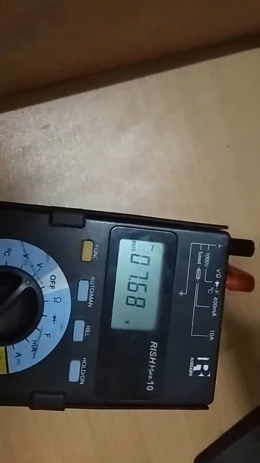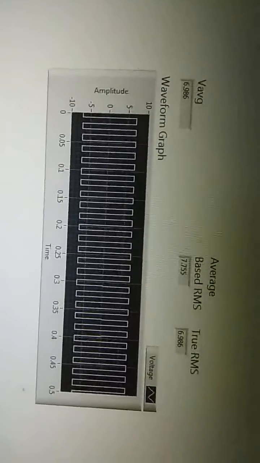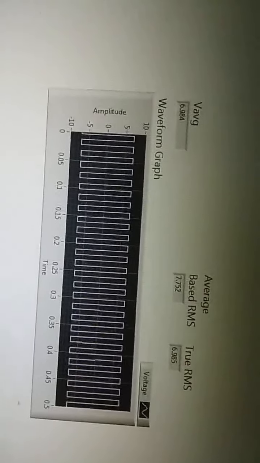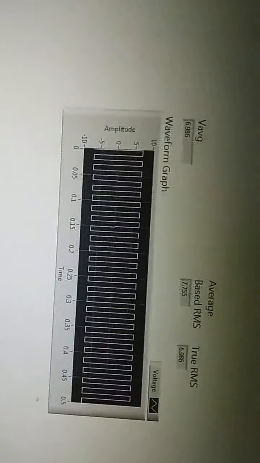If we come back to the true RMS meter, the measured value is 6.9 volt, and in case of a multimeter, that is an averaging based RMS meter, it is 7.68 volt, and if we observe the output of our LabVIEW program, it is in accordance with the meter readings, but the true value of RMS is 7 volt. Now we can observe that whenever there is a change in the waveform, both the true RMS meter as well as the true RMS calculation in LabVIEW are more or less accurate.